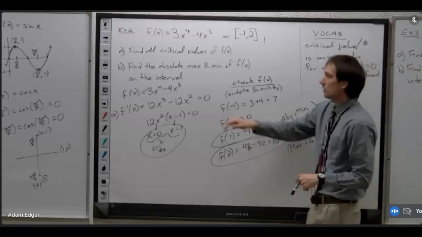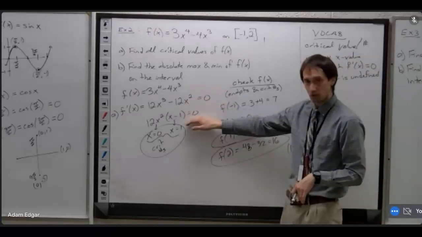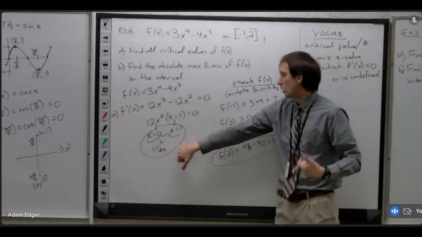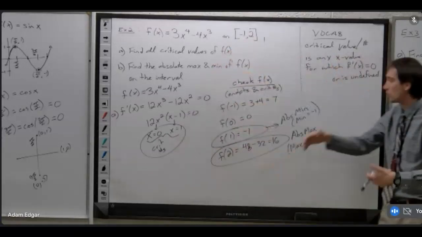Just to overview, you get your derivative, you set it equal to 0. You also find out where the derivative is undefined, if that is relevant. That gives you your critical numbers. Then you plug your critical numbers and your endpoints into the function and see who's got the biggest and smallest y's.